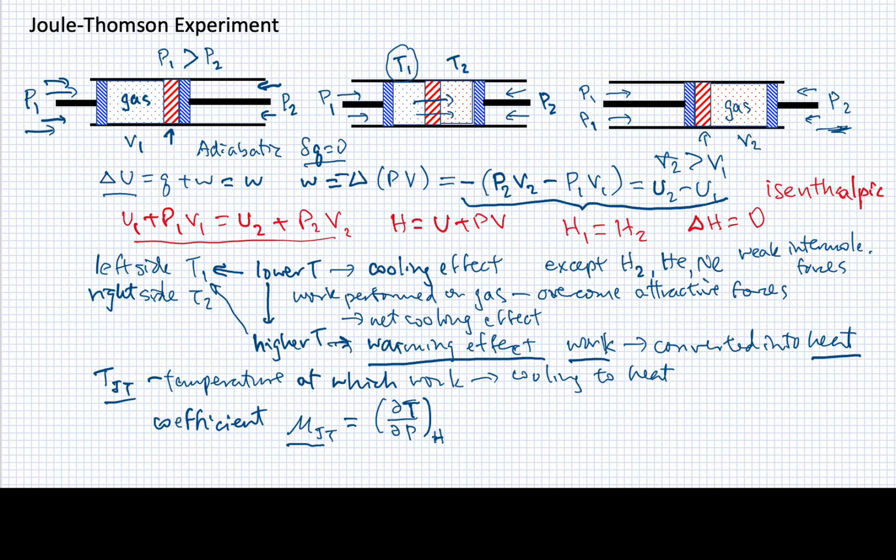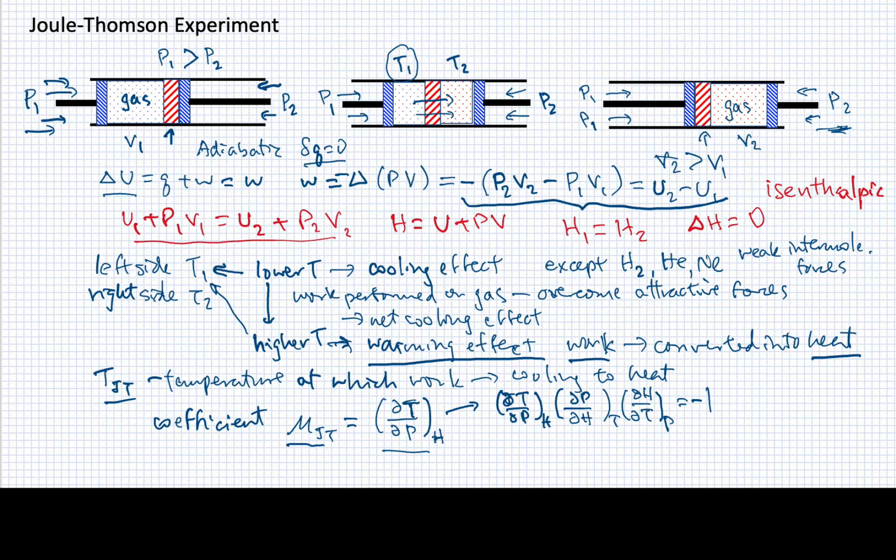Now, we could take this and use our various manipulations for partial derivatives to get something else. So, for example, I could say, I'm going to use the cyclic permutation and write del T del P at constant H could be multiplied by dP dH at constant T and multiplied by dH dT at constant P, and that's going to be equal to -1.